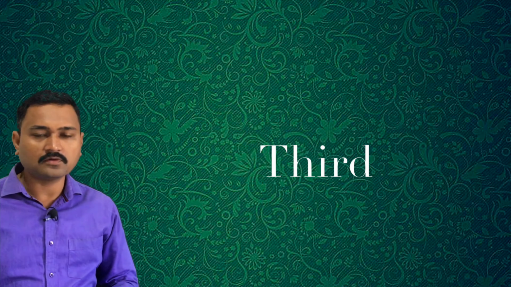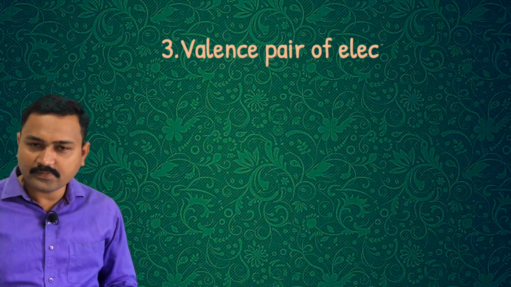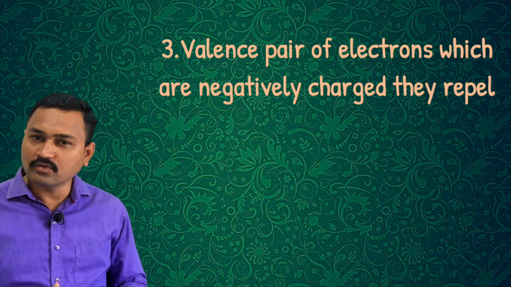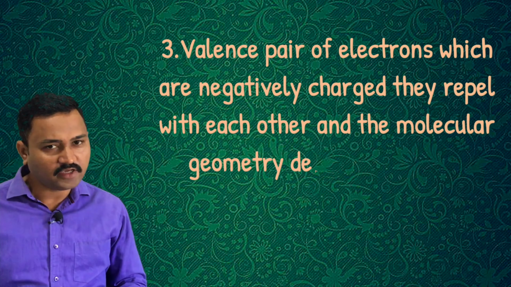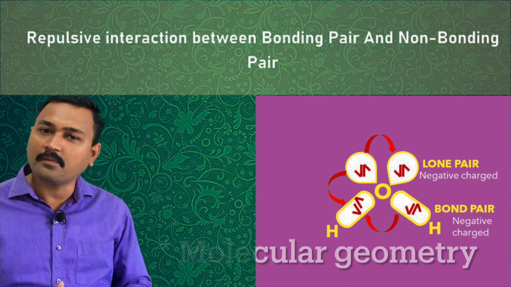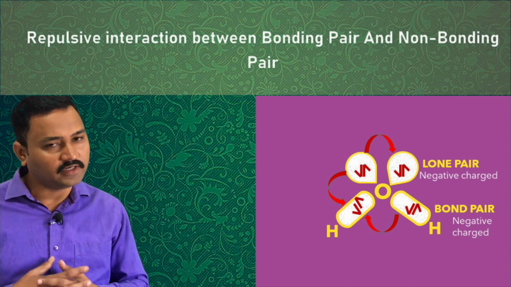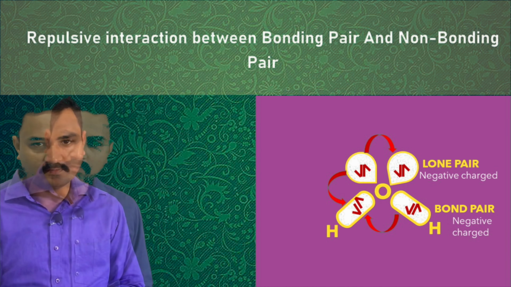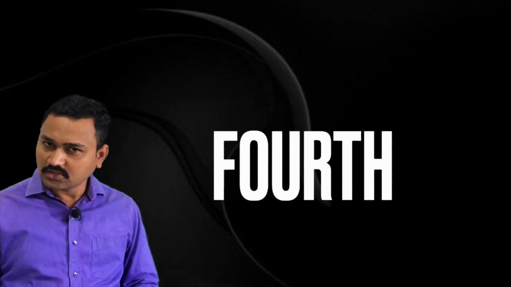Now let us know about the third postulate. The valence shell pairs of electrons, which are negatively charged, repel each other, and hence the shape of the molecule depends upon this repulsive interaction in a molecule. So now let us know about the fourth postulate.